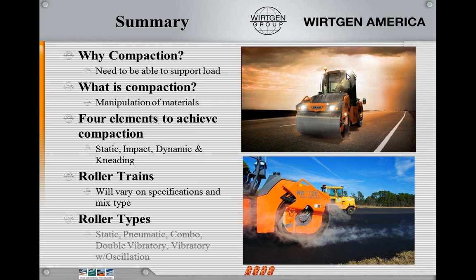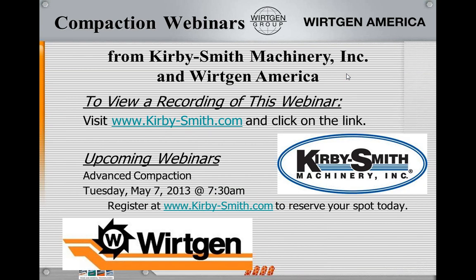The roller types: we have the static, the pneumatic, combo rollers, double vibratory, which is the most common, and then also the vibratory with oscillation. So those are the different types of rollers that we are looking at. And with that, again, we look at the second compaction webinar, which is the advanced compaction. We'll talk a little more in depth with the techniques of different things, but definitely more in depth as far as the detail of the compaction.